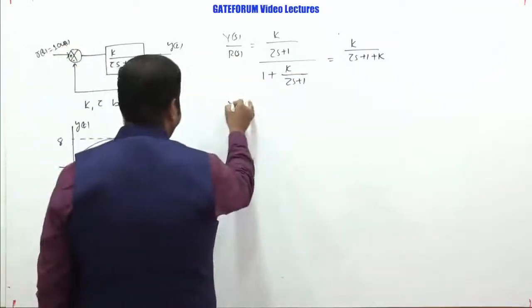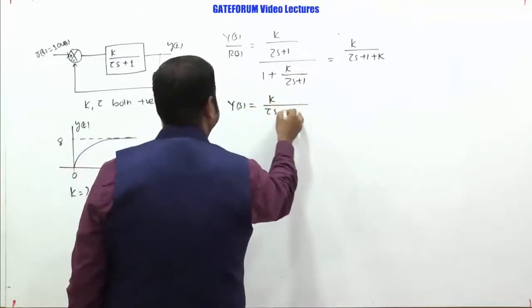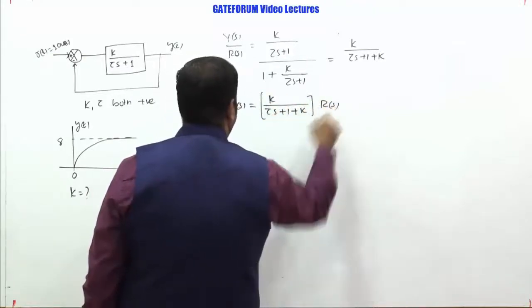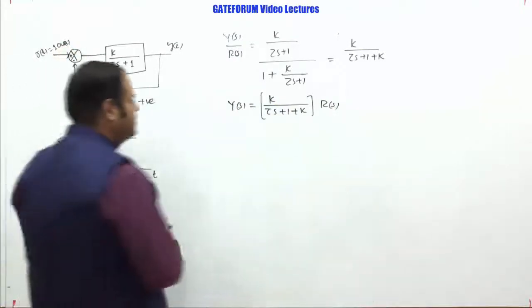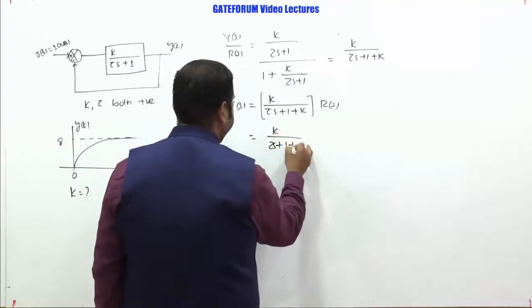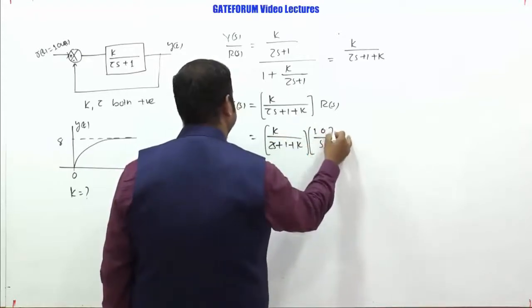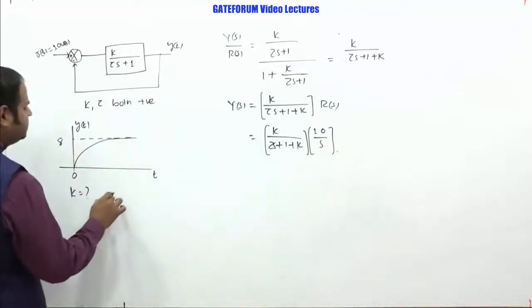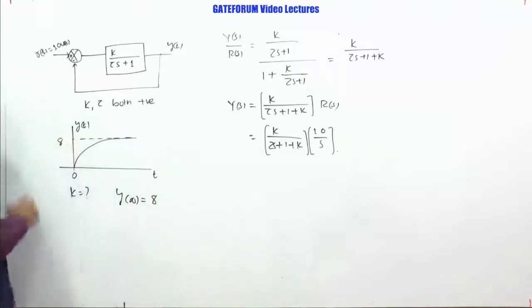So what is Y(s)? Y(s) is equal to K/(tau s+1+K), multiplied by R(s). What is R(s)? R(s) is the Laplace transform of this input 10u(t). So Y(s) equals K/(tau s+1+K) multiplied by 10/s. But we need to find y(t). So from this waveform it is very clear that y(infinity) is equal to 8. The steady state value of the response is 8.